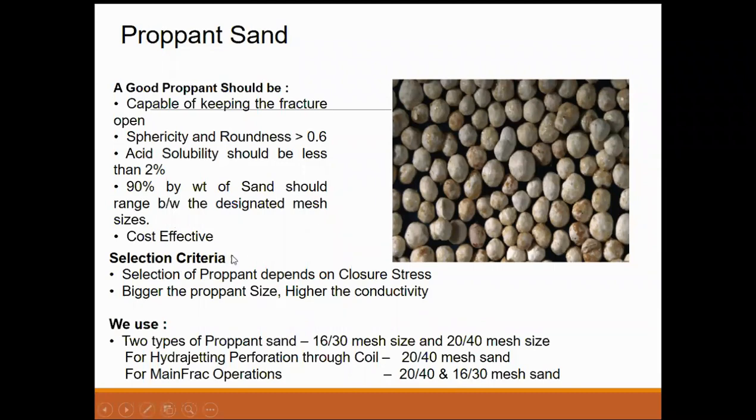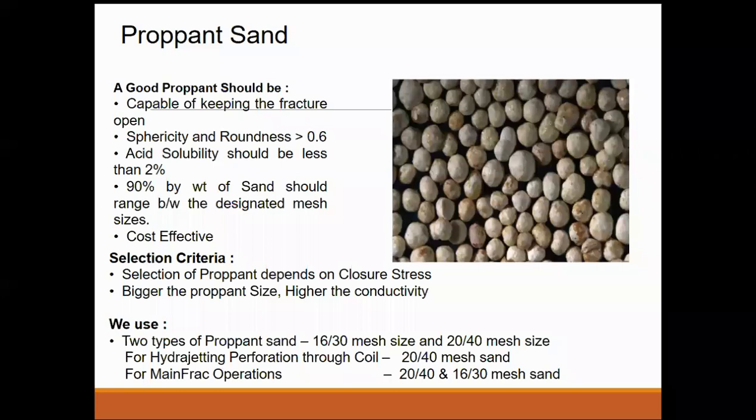So what is the selection criteria? As I emphasized before, selection of proppant depends on closure stress. At what stress is your fracture closing? Your proppant particles will be subjected to that pressure, so they should be able to withstand it. The bigger the proppant size, the higher the conductivity. The bigger the size, the more the width of the propped channel and the more the permeability. But there is a disadvantage: bigger proppant also tends to crush more. So you have to strike a balance between your proppant size and the crush resistance.